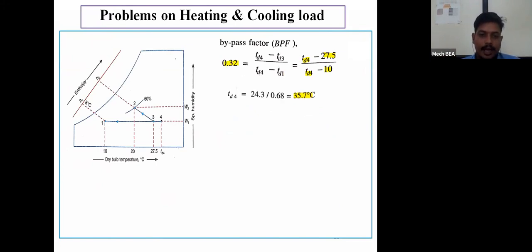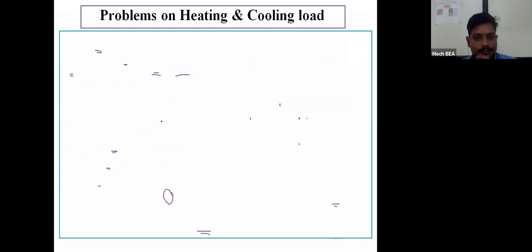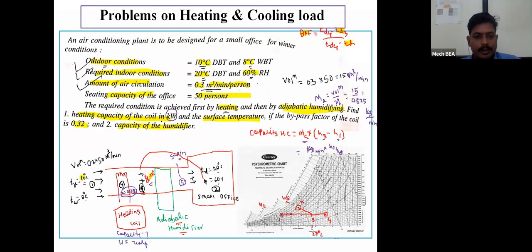Now after this they have asked us, find out the capacity of humidifier also. The second question is find out the capacity of humidifier. Now where is that humidification process taking place? That adiabatic humidification process is taking place in between point number 3 and point number 2. If I want to find out capacity of humidifier, what is the formula? Can anyone tell me?